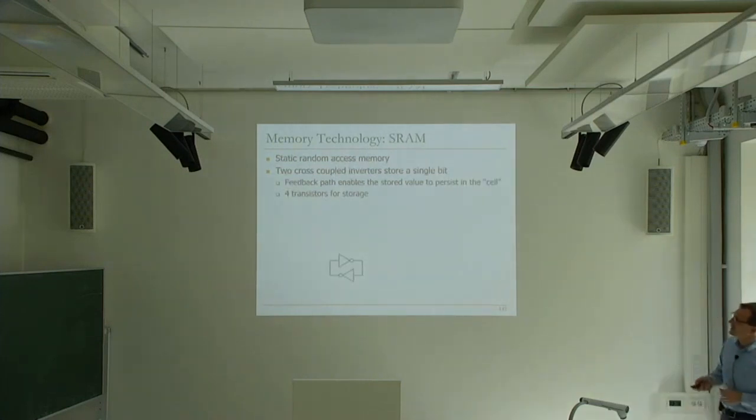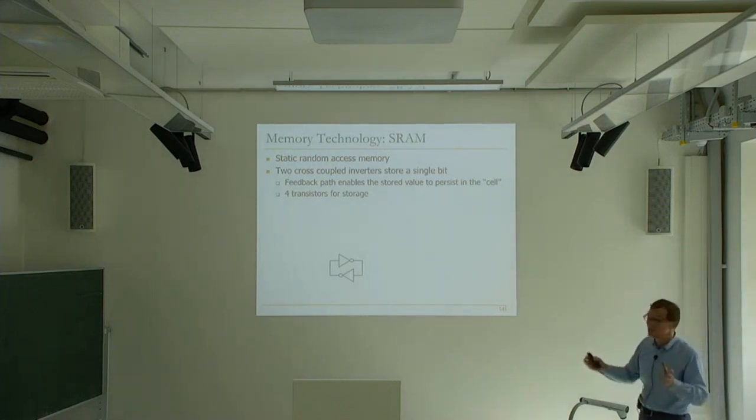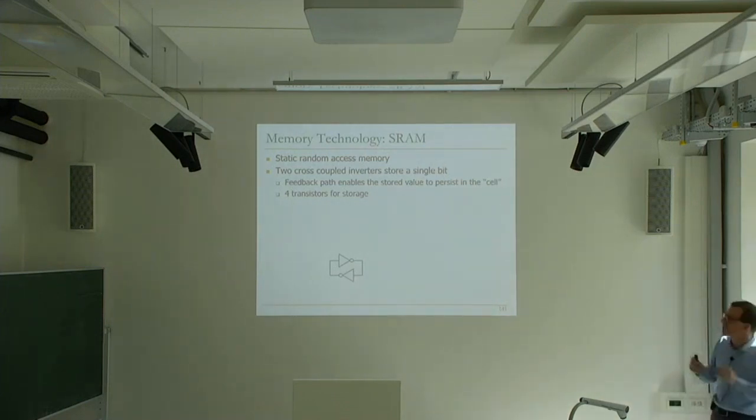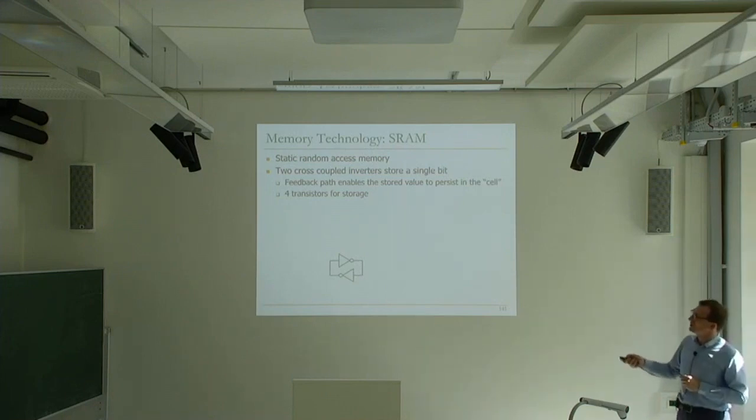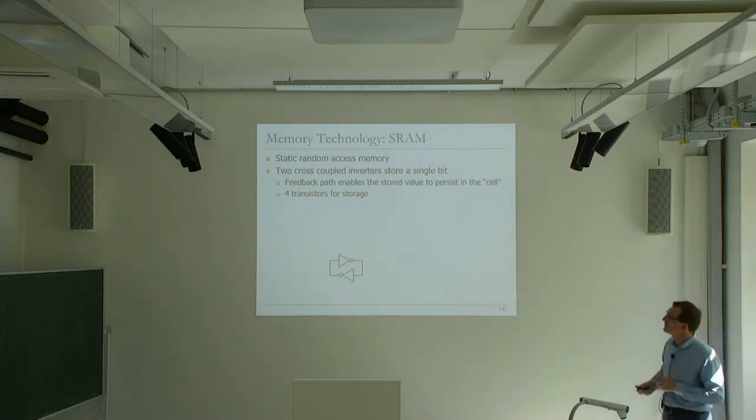SRAM is another technology, which we're not going to cover as much, but a lot of the principles that we will discuss, for example, in memory computation will be agnostic to technology. Essentially, this is static random access memory. You have 2 cross-coupled inverters that store a single bit. So immediately you see that there are 4 transistors here because an inverter is 2 transistors in CMOS.